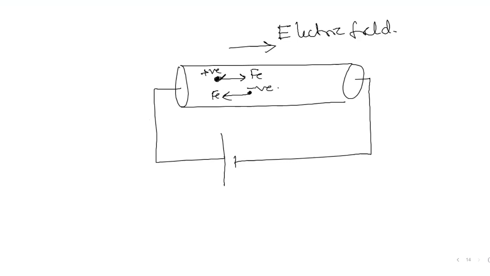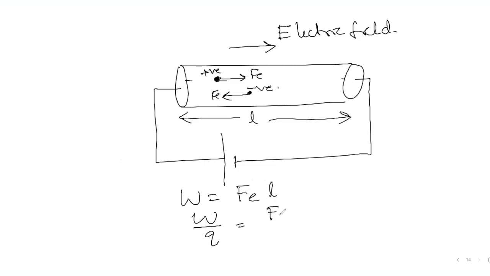Due to this force, it is accelerated. The force moves this charge from one position to another position. That means the electric field does some work to move free charge in a specific direction. Now what is work done? Work done by the electric field is nothing but force into distance. If I consider L is the length of this conductor, now work done on unit charge is F_el L by Q, and this is nothing but potential difference.